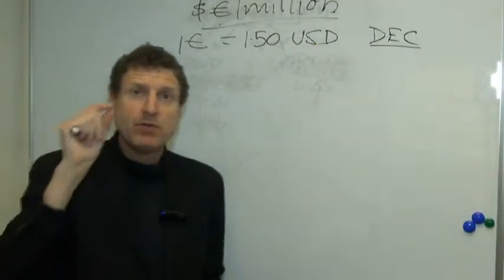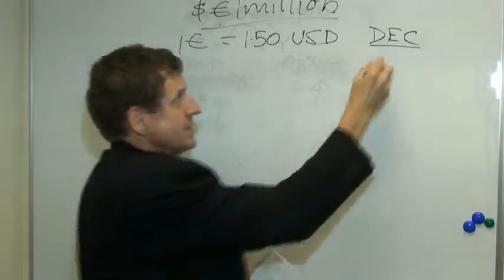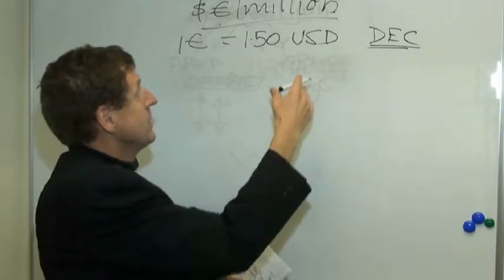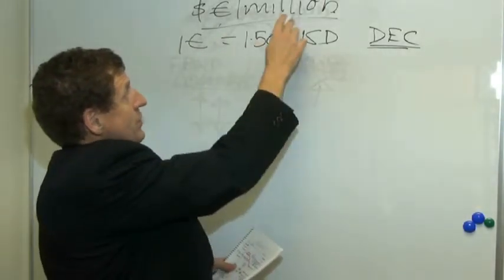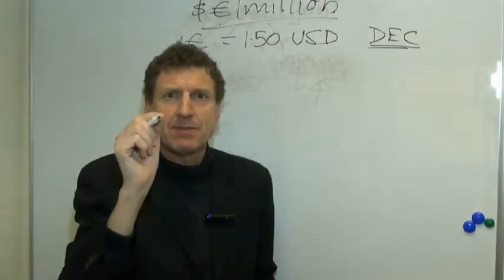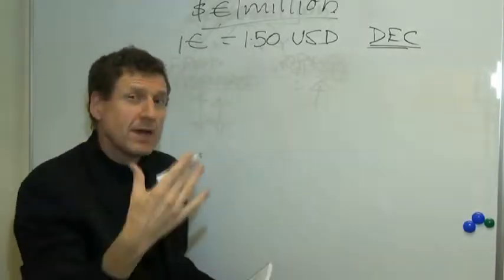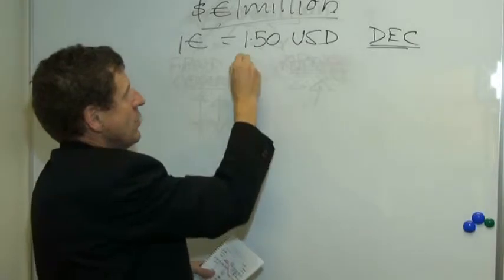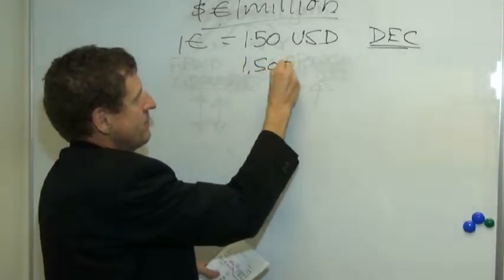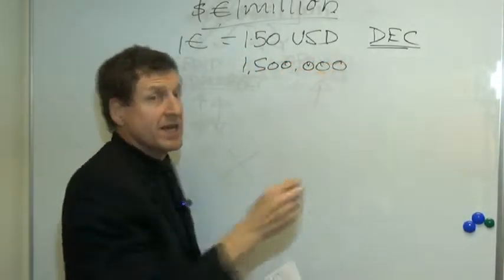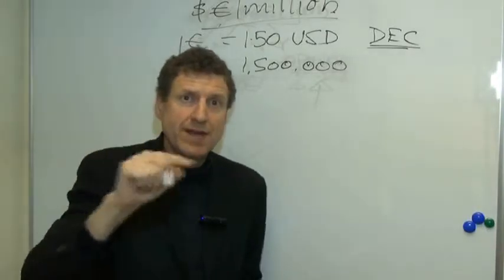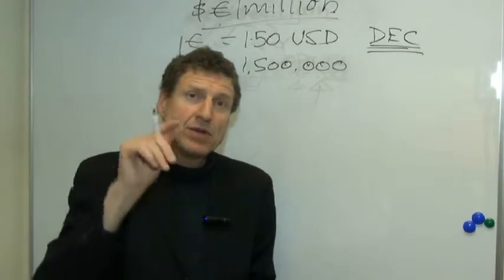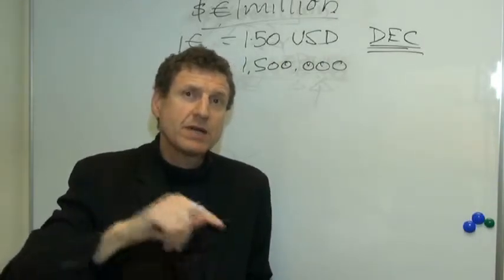That means if we make a sale in December and we sell 1 million euro and receive cash at the time of sale, how much are we going to receive? We're going to receive 1.5 million US dollars if we receive cash when we make that sale in December. But you're not going to receive that cash for another 3 months.